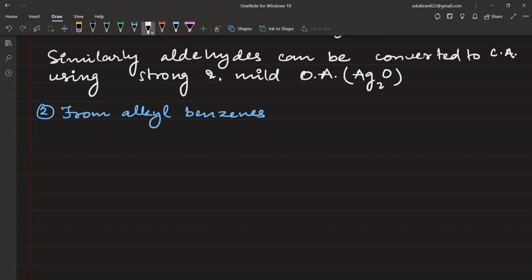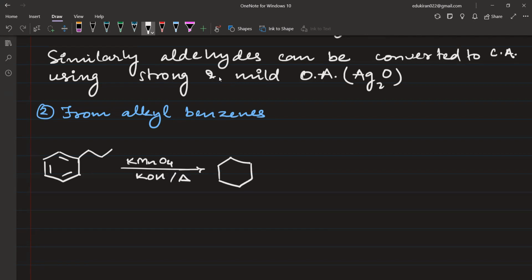From alkyl benzenes. Now in alkyl benzene, no matter what the alkyl group is, it doesn't matter whether you have 1 carbon, 2 carbon, 3 carbon, 4 carbon, or 5 carbon atoms. You are going to use KMnO4 in alkaline condition, KOH, and also use some heat. First of all, this will get completely oxidized into carboxylate ion. Why carboxylate ion? Because it is in the basic medium. After hydrolysis in acidic condition, we are going to get carboxylic acid. And in this case, specifically, we are getting benzoic acid.